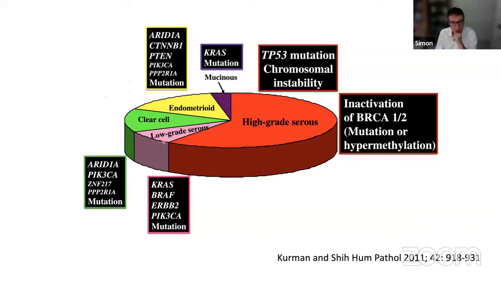Low-grade serous carcinoma is quite different. They don't have p53 mutations. About 2/3 of them have a RAS or a RAF mutation. The other third, still not clear what's going on from a molecular point of view.